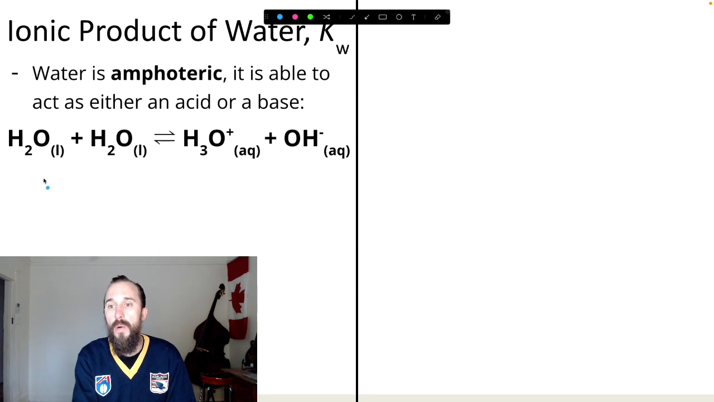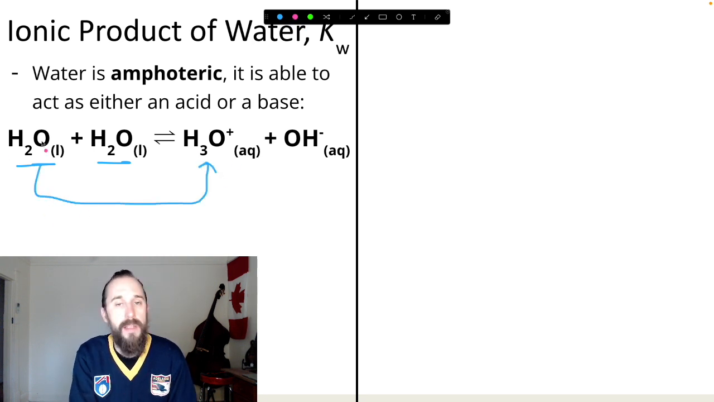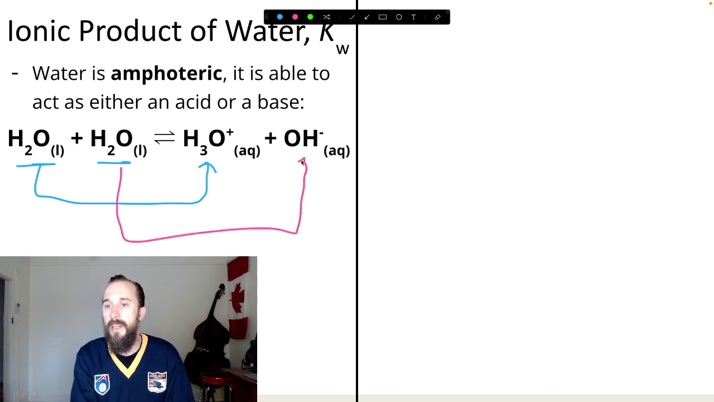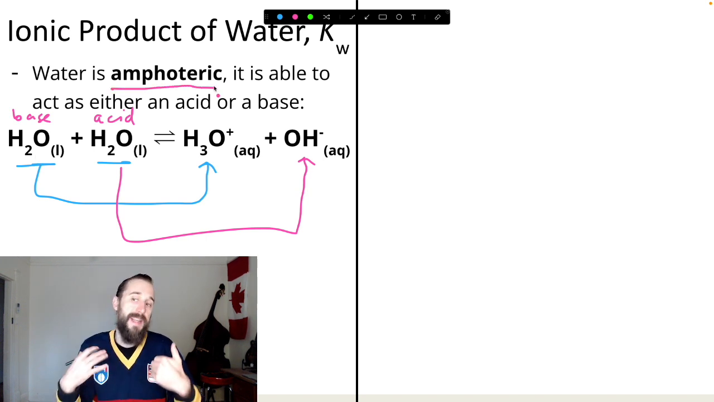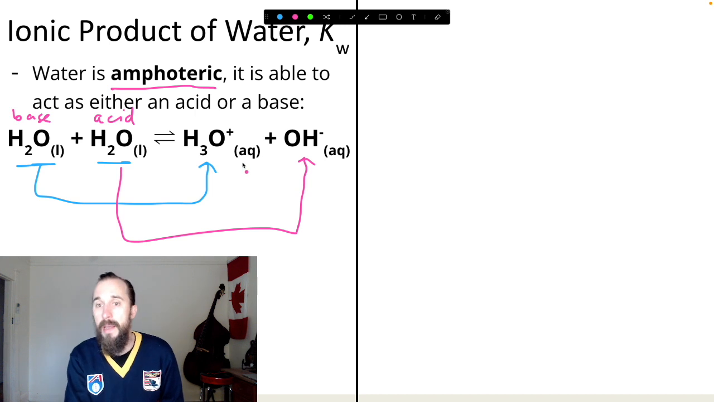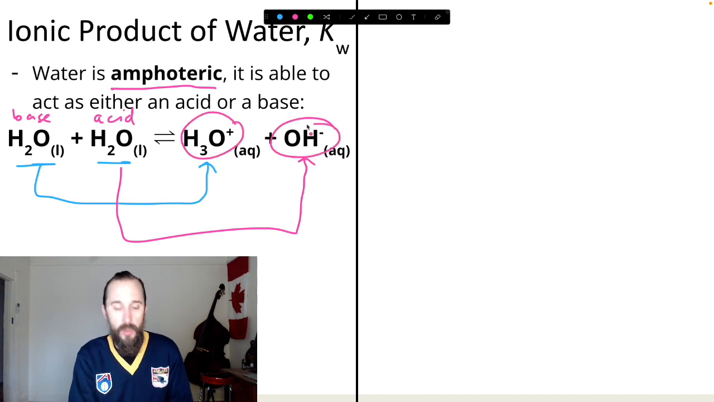So let's show it. We've got H2O, and let's say it's reacting with another H2O. If we define all of our conjugate pairs, we could say that's a conjugate pair, differing by a proton, and that's a conjugate pair, differing by a proton. H2O to H3O+ has accepted a proton, so that would be acting as a base. Whereas H2O going to OH- has donated a proton, so that's acting as an acid. Water can act as either an acid or a base, so we can say it's amphoteric. We could label the conjugate acid and the conjugate base accordingly.